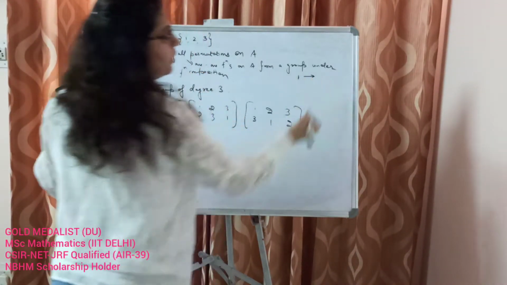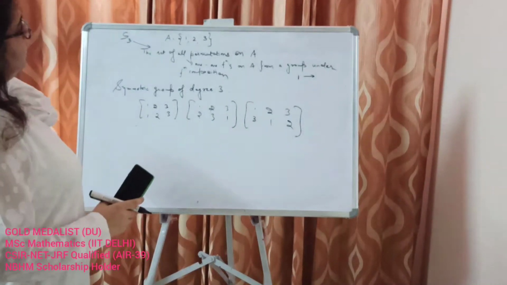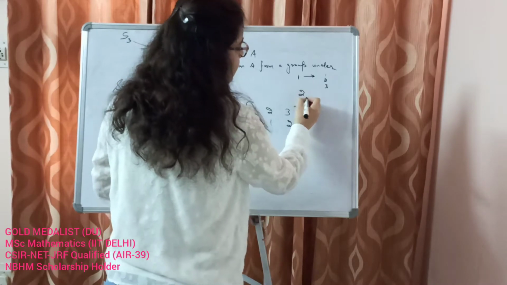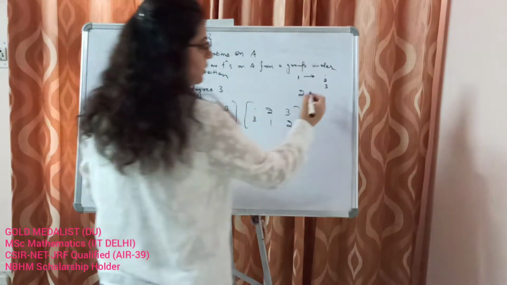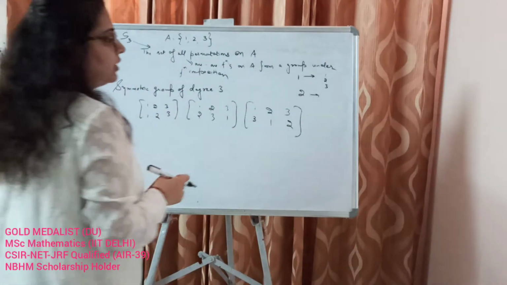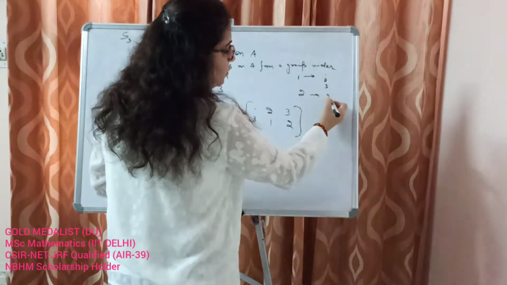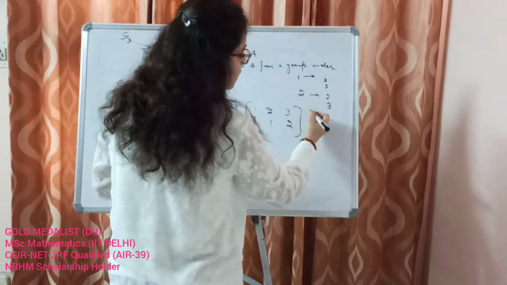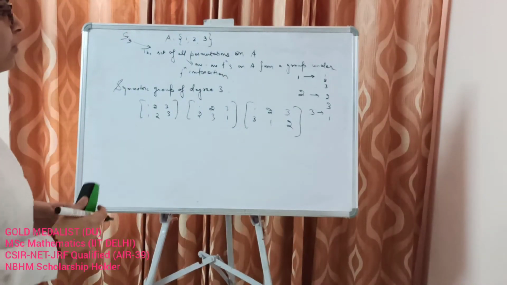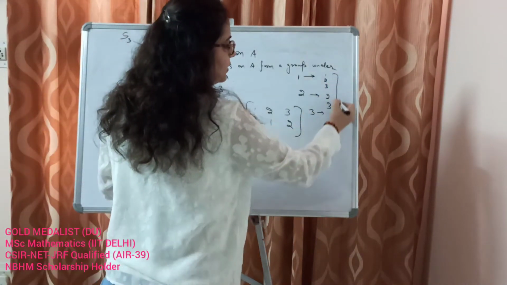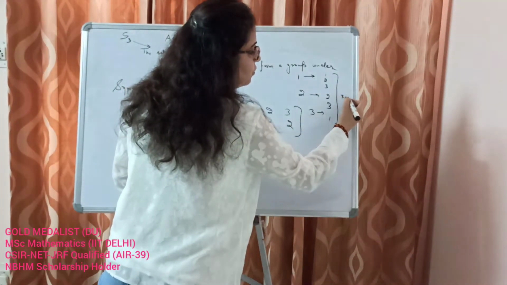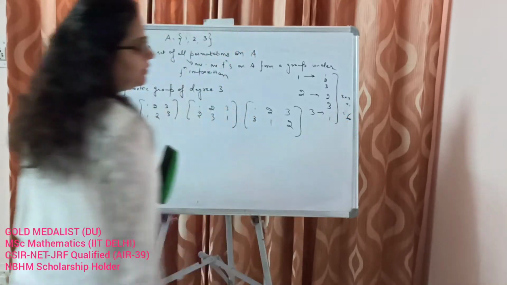1 has how many options? 1, 2 and 3. Alright. 2 has how many options? If 1 has already taken one of 1, 2, 3, since this is a 1-to-1 function, 2 has only 2 options, and 3 will have only 1 option. Multiplying all these possibilities, we get how many elements? 3 into 2 into 1, which is 6 elements.